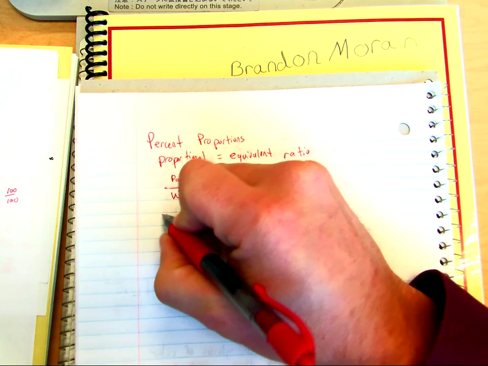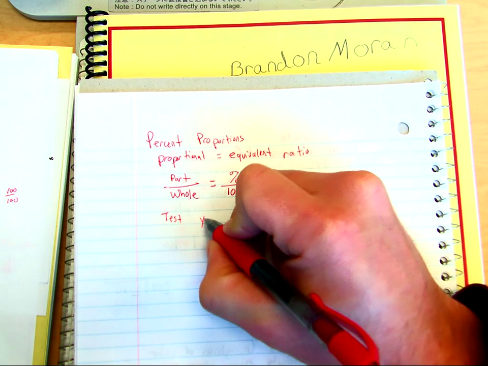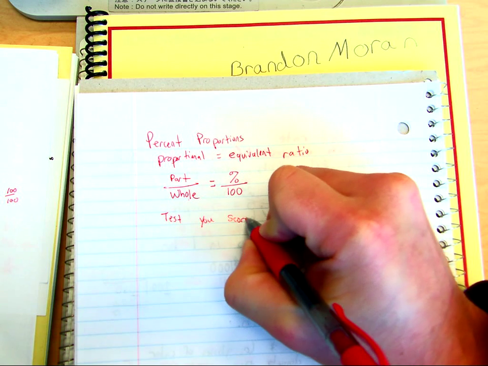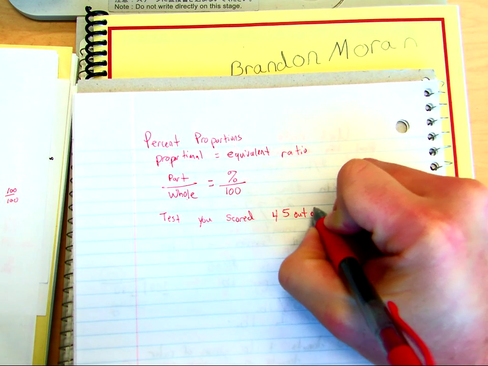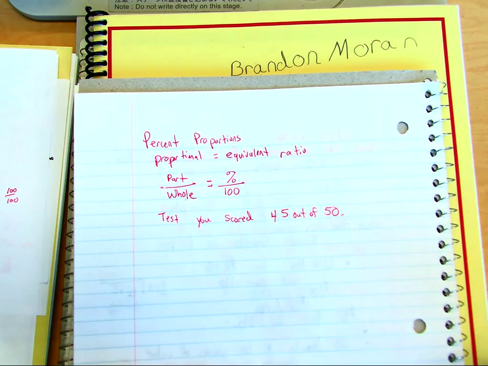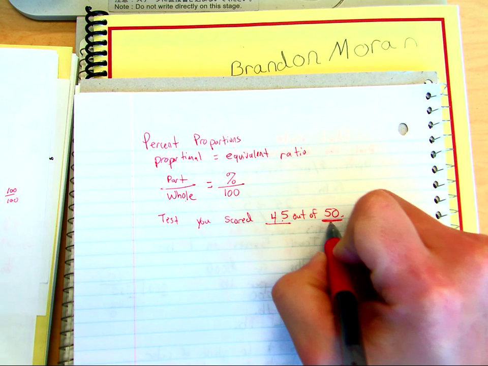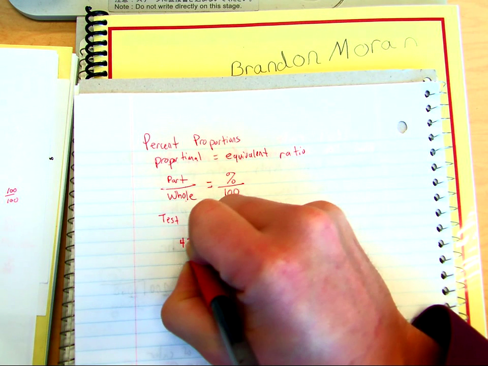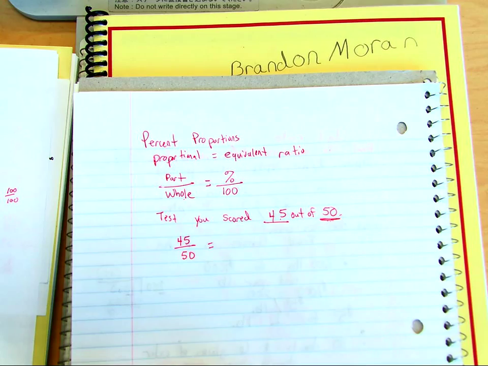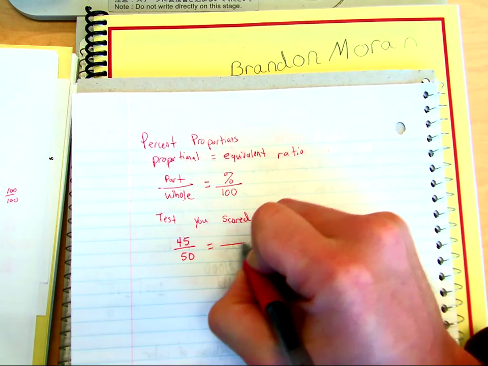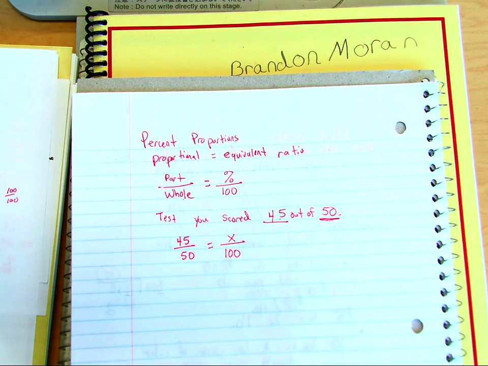So let's say on a test you scored, we'll just say, 45 out of 50. We could say 45 is the part and 50 is the whole, because 50 is the total amount. So I'd say 45 over 50 is equal to the percent out of 100, and I'm going to put X because I don't know what it is yet.